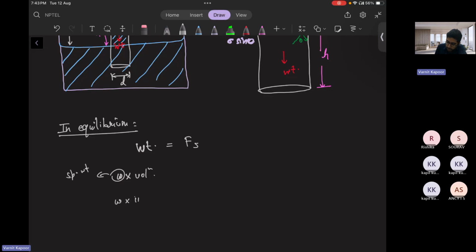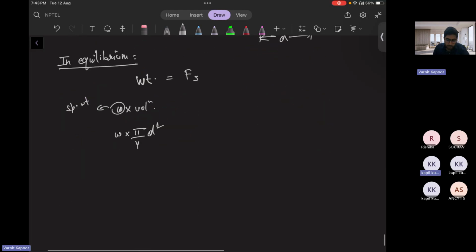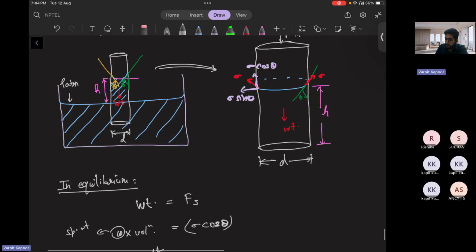So w into pi by 4 d square, because the diameter of this tube is d. And on the right hand side, the surface tension force component is sigma cos theta into L. What will be the L? The circumference of the whole circle, the circumference of this much, which is acting.